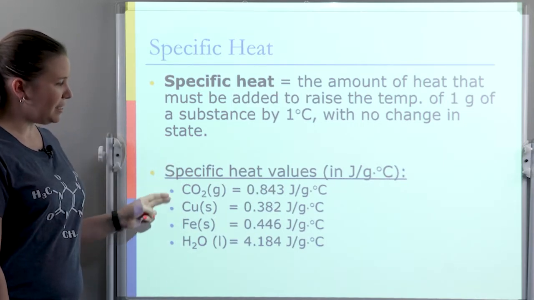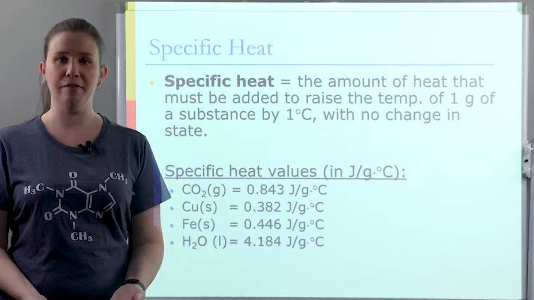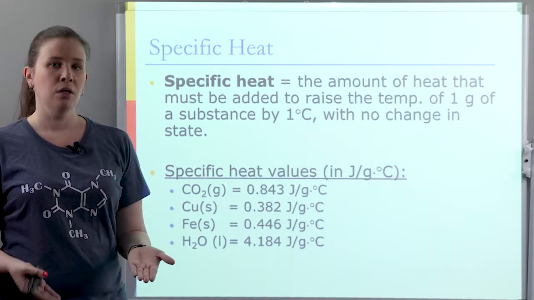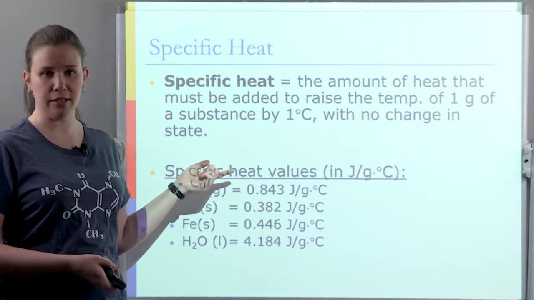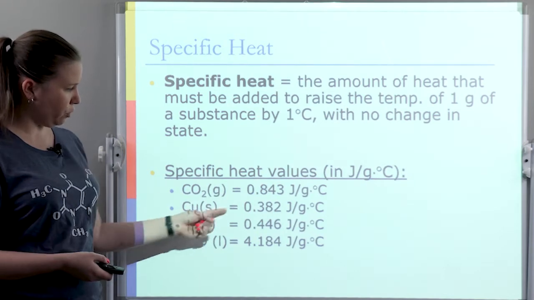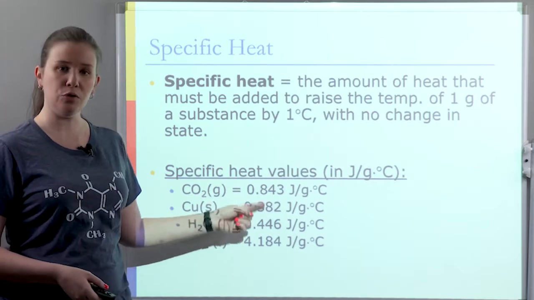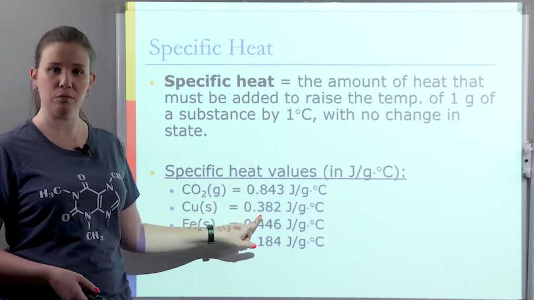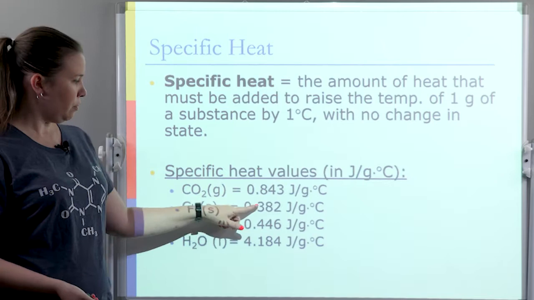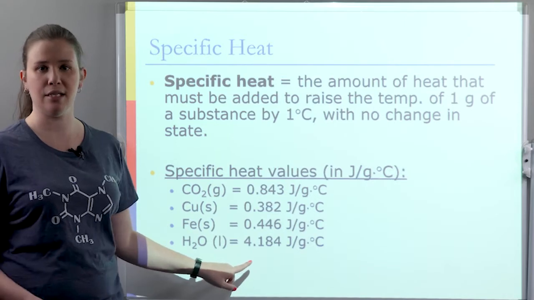So every substance has a different specific heat. The higher the specific heat, the more energy you would have to put into a gram of substance in order to change its temperature by 1 degree. That basically means that the lower the specific heat, the easier it is to change the temperature. Think about some of these things like copper and iron with very low specific heats. If I have a very low specific heat, it's going to change temperature very readily. I only have to put 0.382 joules into a gram of copper to change its temperature by 1 degree Celsius, but I have to put way more than that, 4 joules of energy into a gram of water to get that same temperature change.